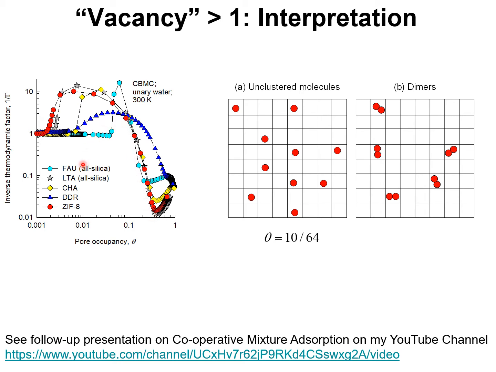So let us try and explain this by means of a checkerboard representation of the number of sites available within a microporous crystalline adsorbent material. I consider 2 cases. On the left-hand side, I have a checkerboard with 64 available sites that are occupied by 10 unclustered molecules represented by these red circles. So the occupancy is 10 divided by 64.